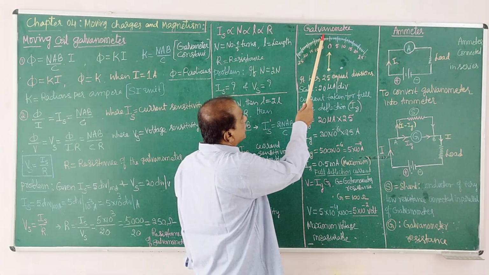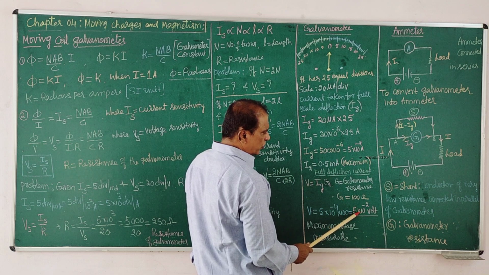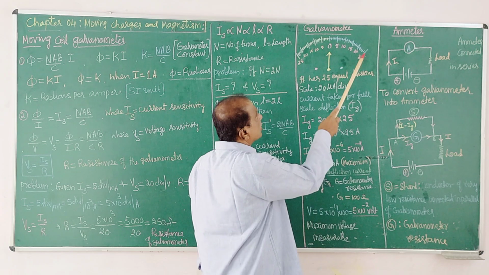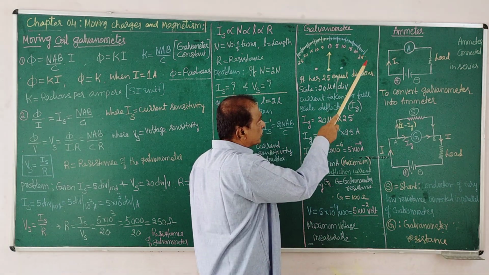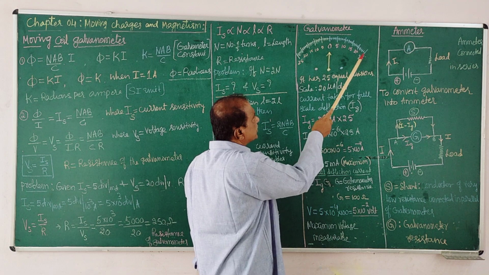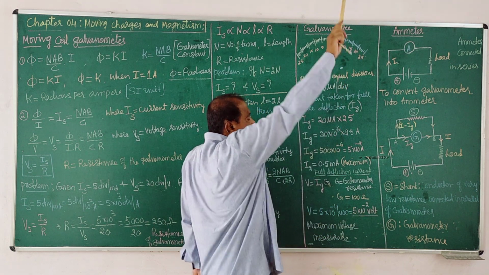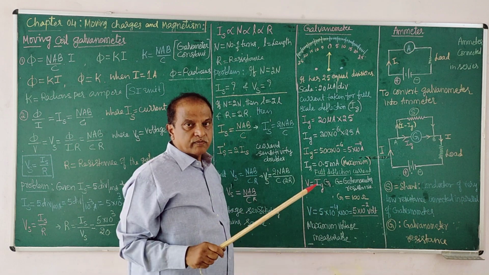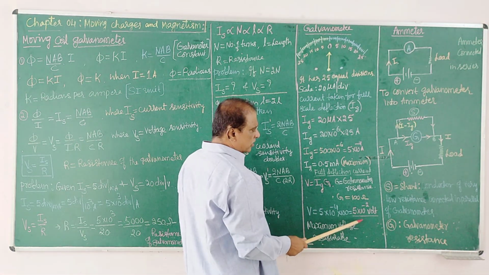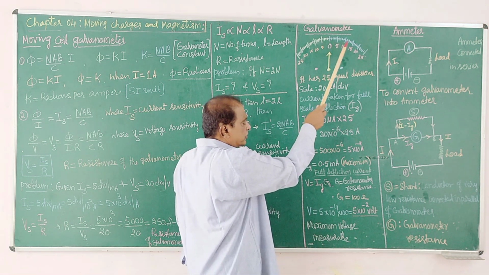This galvanometer records a maximum of 5 into 10 to the power of minus 4, suppose in microvolt. If the deflection is up to this line, that is the maximum voltage it records, not beyond that, only within that. So for every division you can calculate the entire thing divided by 25. It gives the voltage for each division.